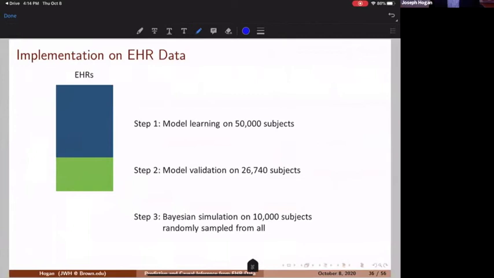Okay, so how do we implement this on the electronic health record data? I'm not convinced this is the absolute best way to do it, but this is how we looked at it. So first we trained a model. We have a sample size of about 75,000 individuals with longitudinal measurements. First we fit the model on about 50,000 individuals. Then we looked at whether this model gave good predictions. That's key. We want to know that the predicted model is doing something correctly.